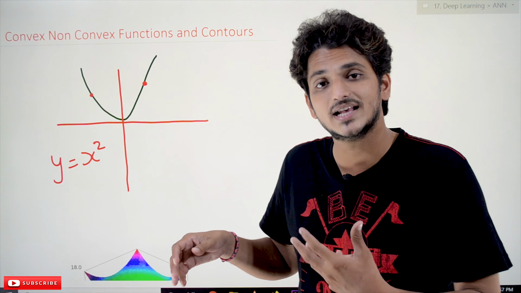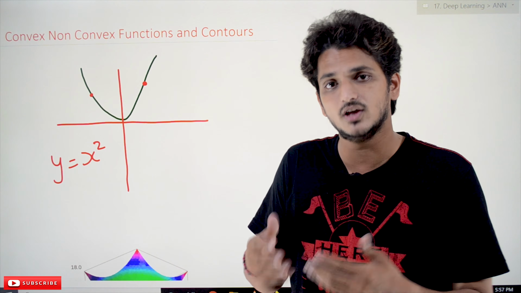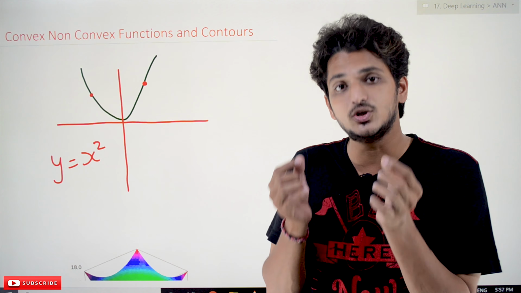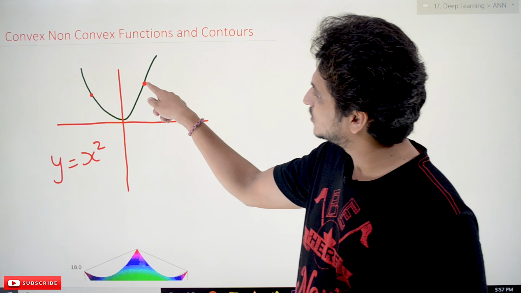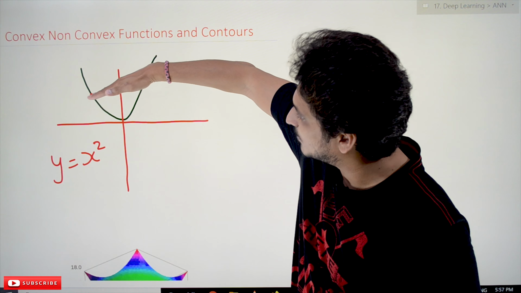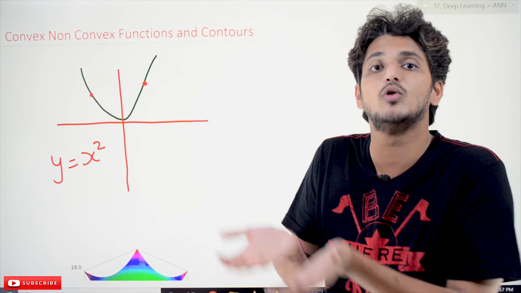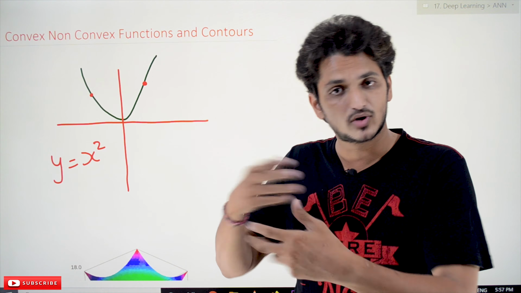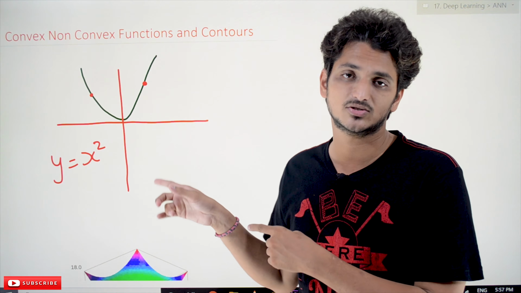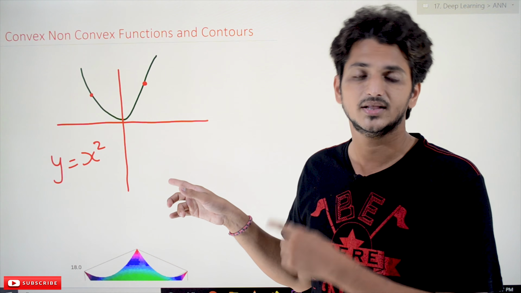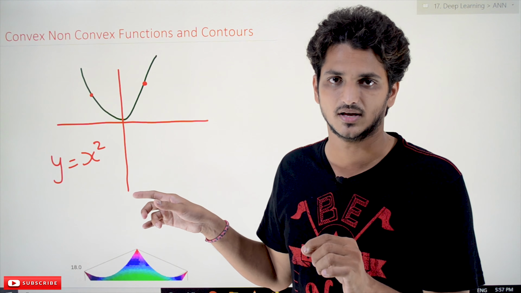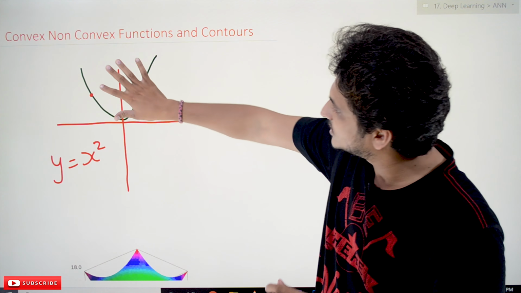When we say it is a convex function, if you take any 2 points on it and draw a line segment connecting these 2 points, that line segment should be above the function. If you take any 2 points, this condition has to be satisfied. Then we say it is a convex function. So this is a convex function.